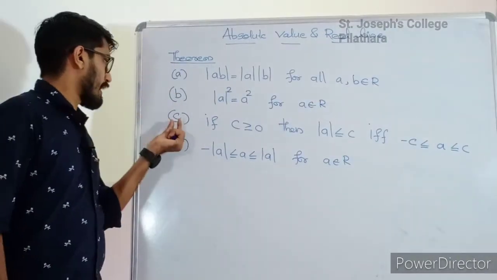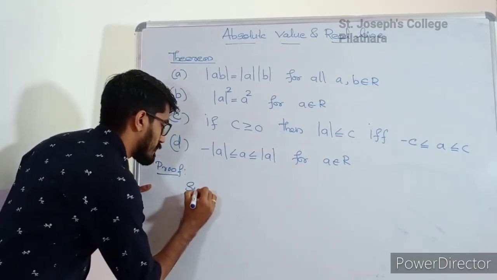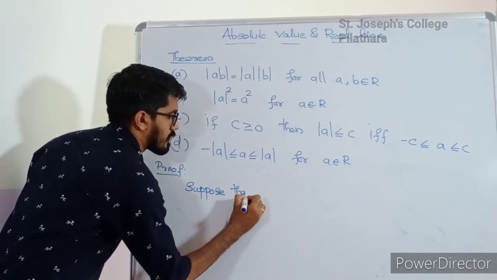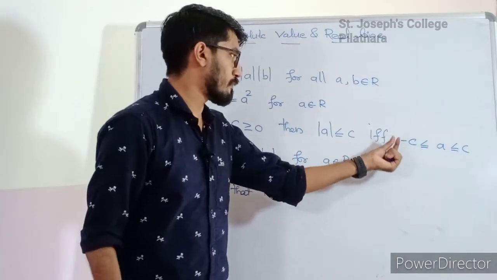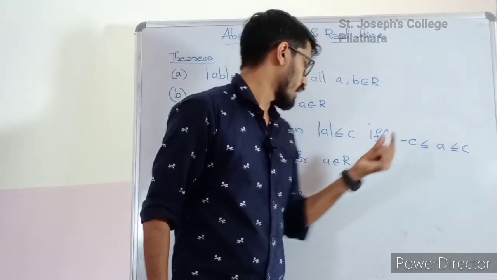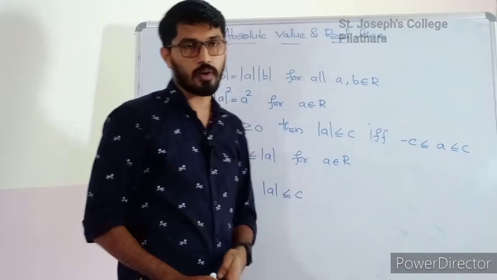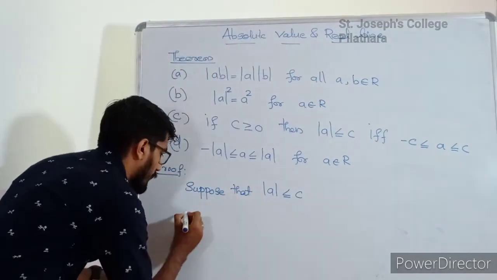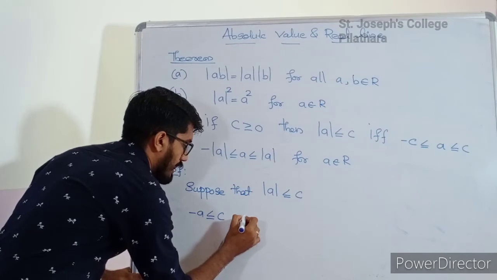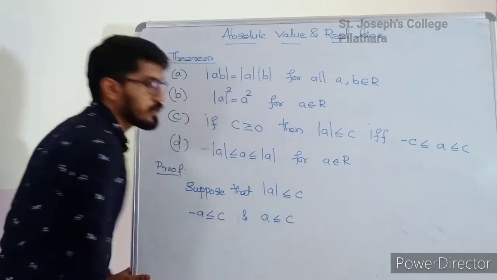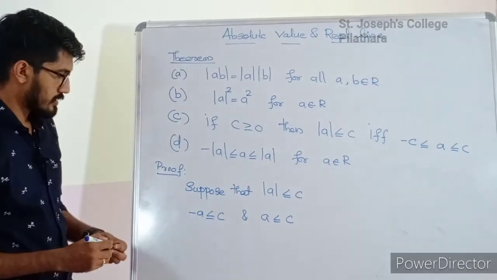Next we move on to the C proof. Suppose that mod A or absolute value of A is less than or equal to C, then we want to prove that minus C less than or equal to A less than or equal to C. Our assumption is mod A less than or equal to C. From this we can write minus A less than or equal to C and A less than or equal to C.